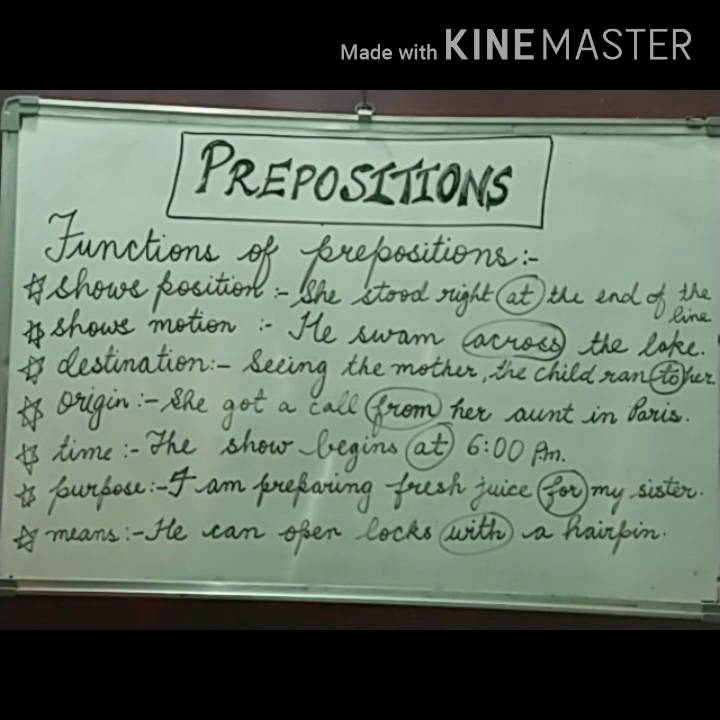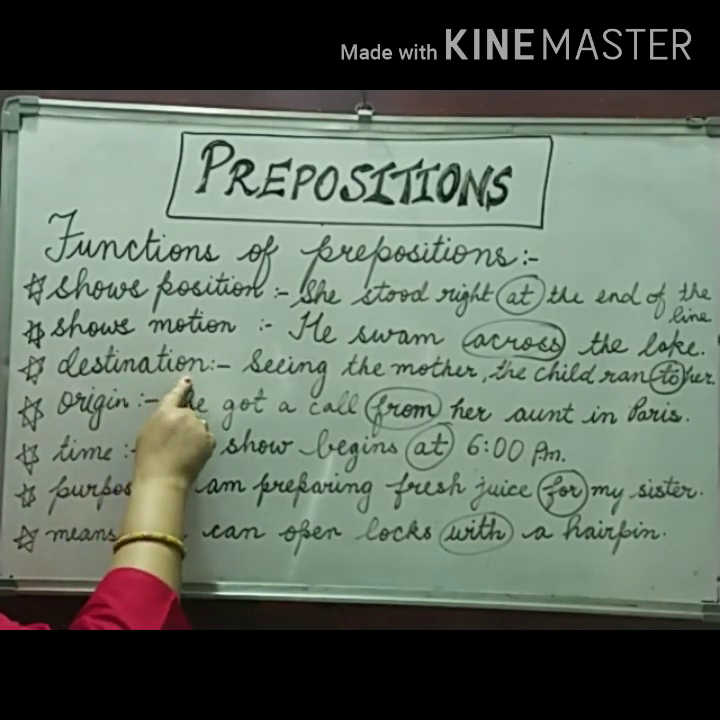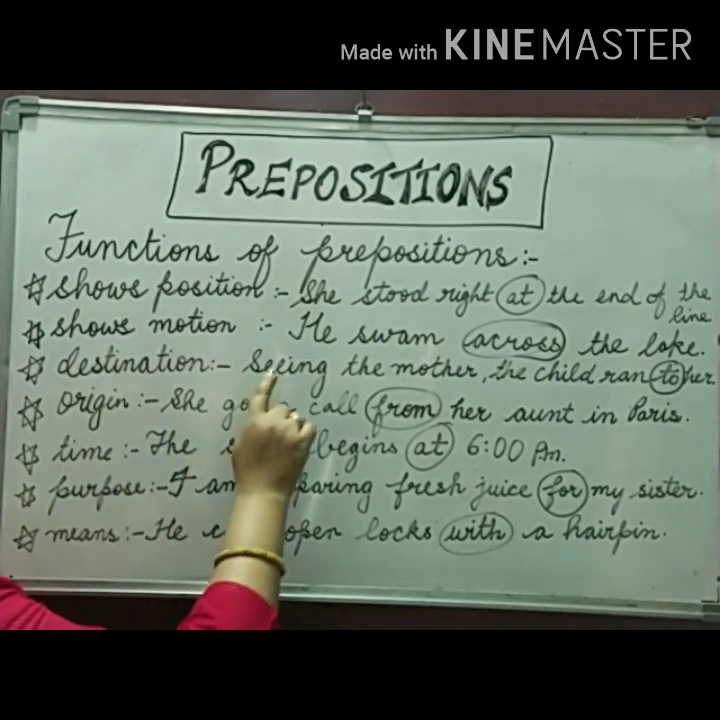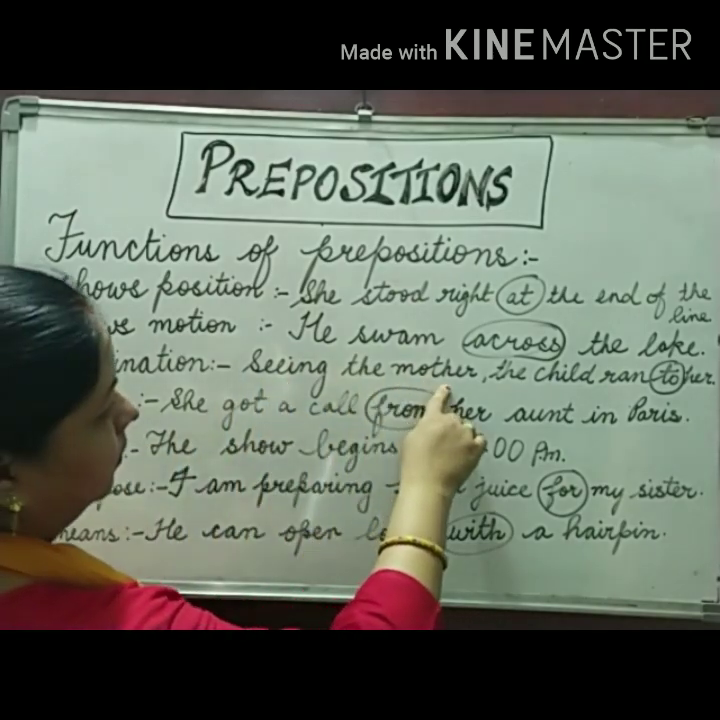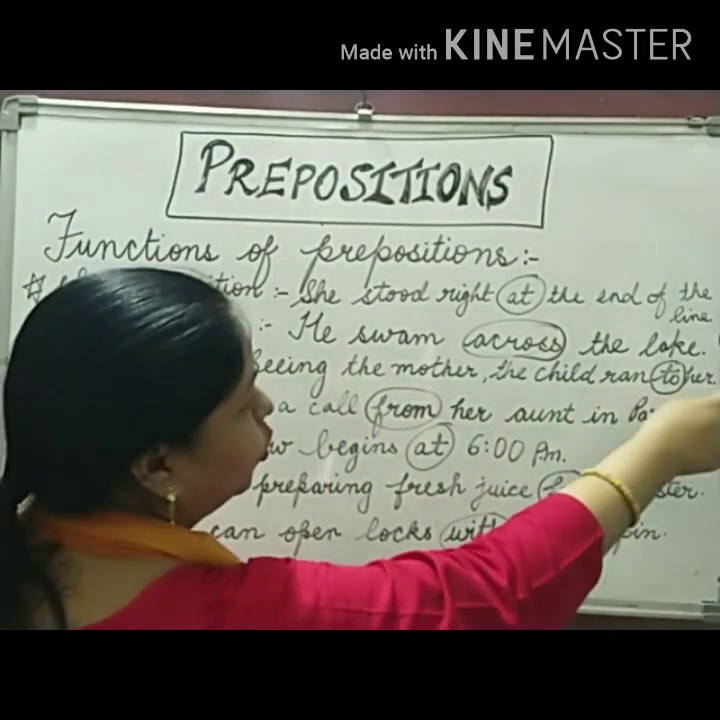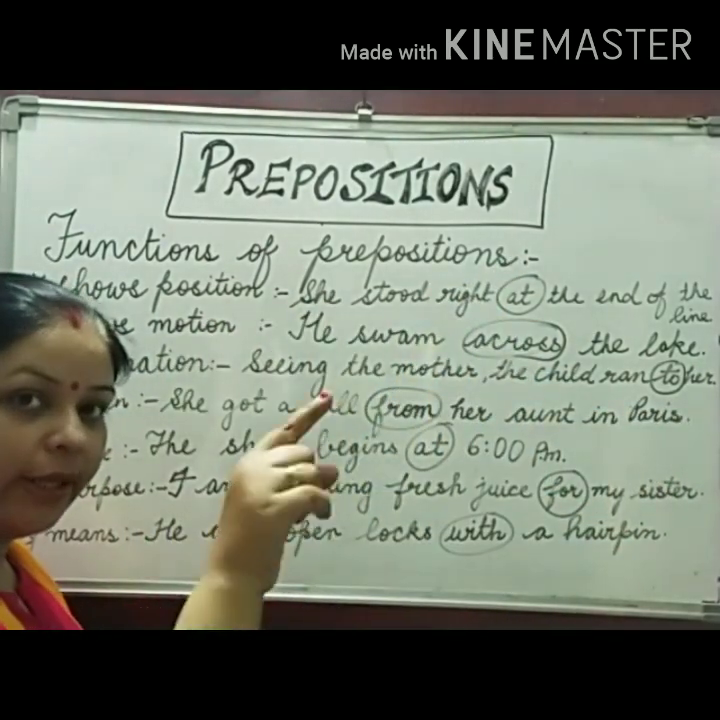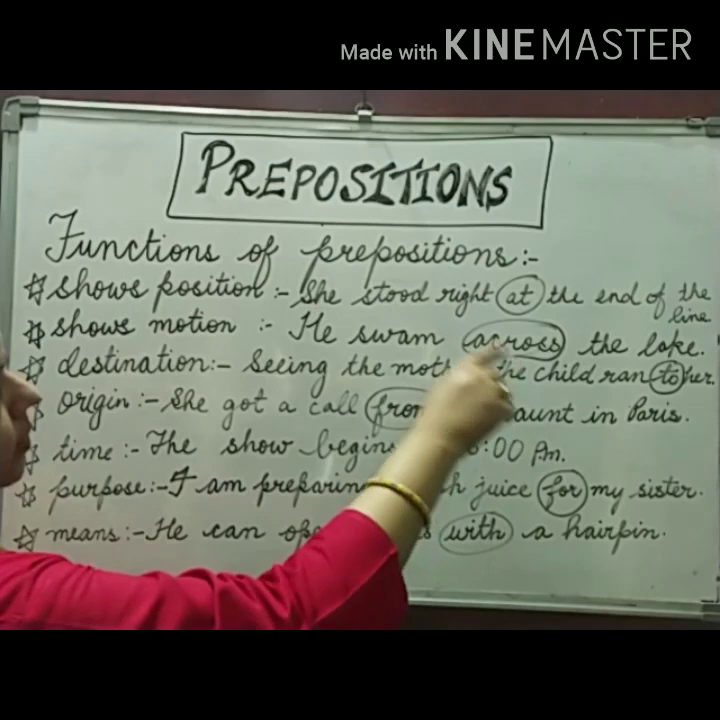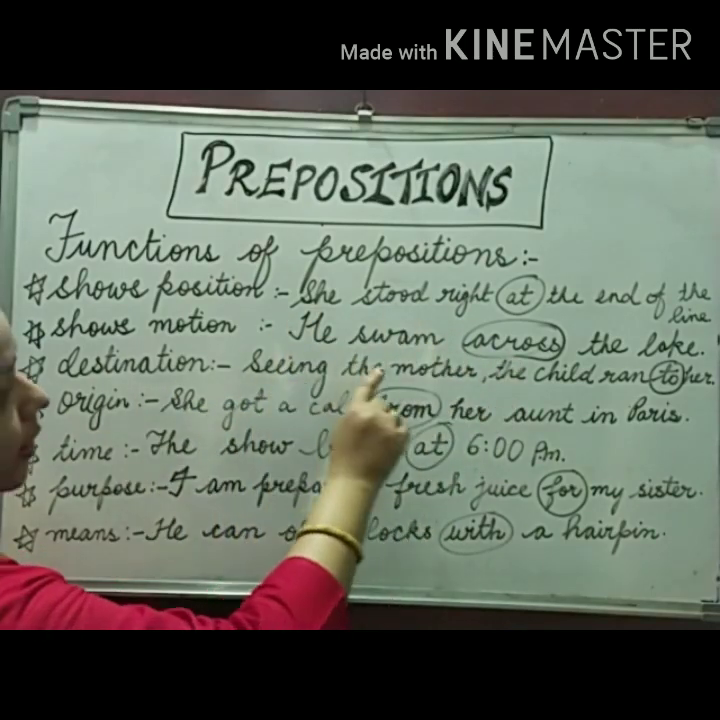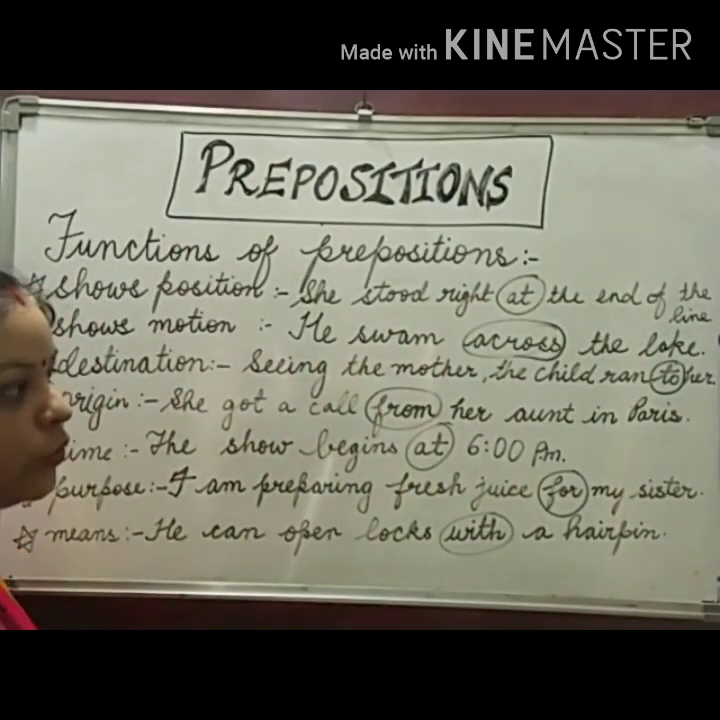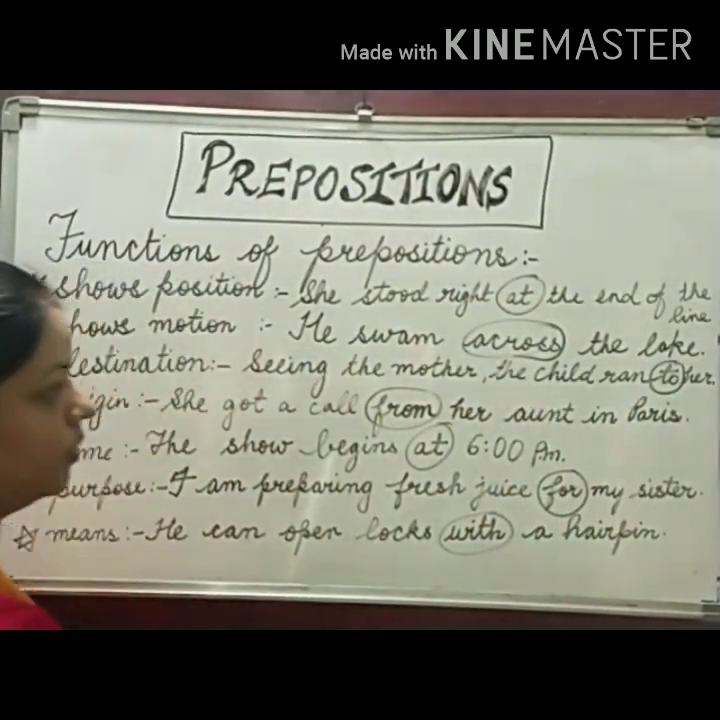Then the third function of a preposition is that it shows destination. Destination means a particular place or position. Let us see here the destination. Seeing the mother, the child ran to her. So where did the child run? To a particular place where his mother was. So here to is the preposition.